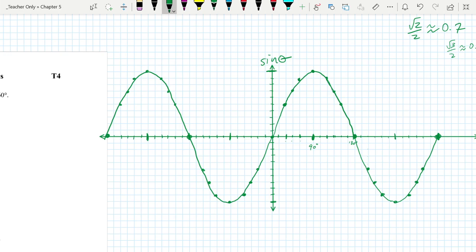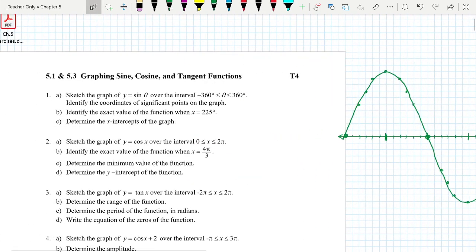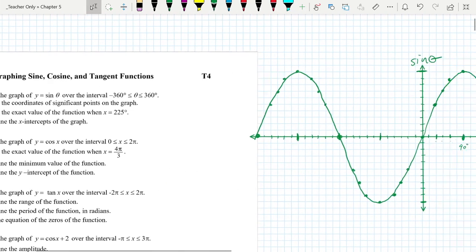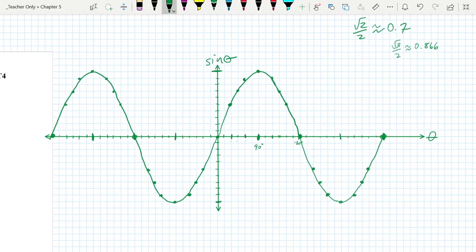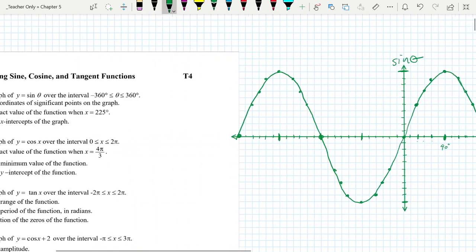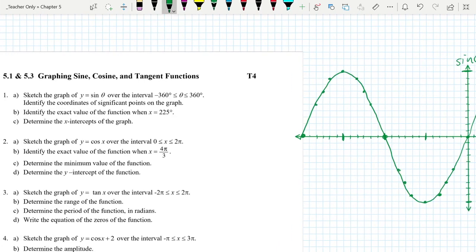All right. So now, from there, what would I do for number 2? Oh, I guess there's other questions here. Identify the exact value of the function when x is 225 degrees. So let's see. Where is that? That's 180 plus 15 is 205 plus 15 is 220. So it's somewhere around here, and then you could just read it off the graph. Is that good? Okay? And then what else do they ask you to do? Determine the X-intercept, so that's pretty easy. You can just read them.